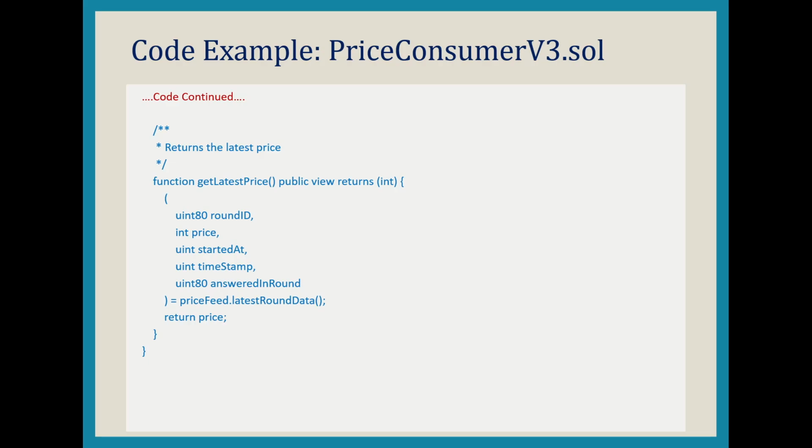Okay, the continuation of this code is the function getLatestPrice, right? What this function does is it's a public view function that returns the latest price fetched from the Chainlink aggregator. In the function body, priceFeed.latestRoundData calls the function latestRoundData from the price feed aggregator contract to get the variables roundID, price, startedAt, timestamp, and answeredInRound. Return price returns the price variable, which represents the latest price of Ethereum in USD as an int type.